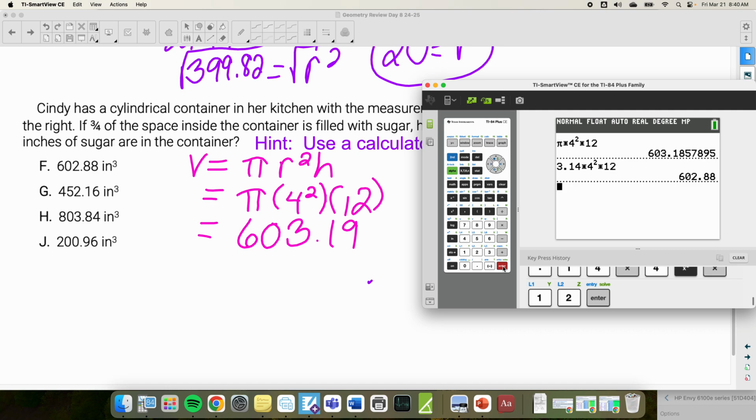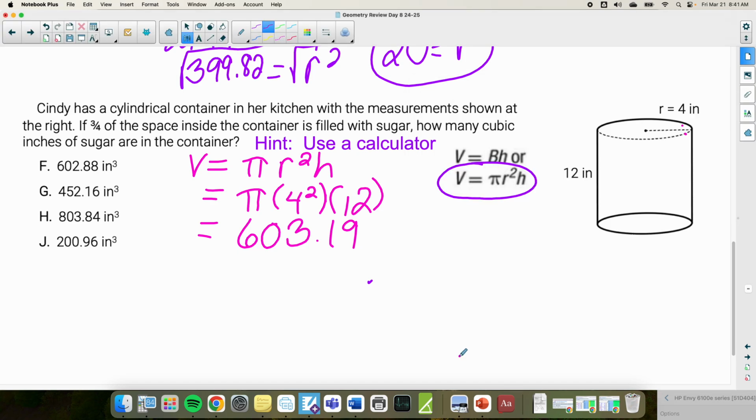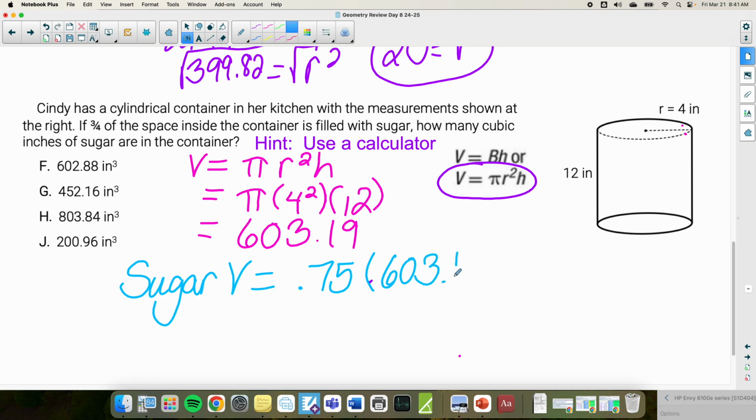notice that is going to be a little bit different, okay? Regardless, now what we have to do is figure out, if that's the whole volume and the sugar is 3/4 of the space, how much volume of sugar is in the container. So for our sugar, we would just take 3/4, which is 0.75, times 603.19.